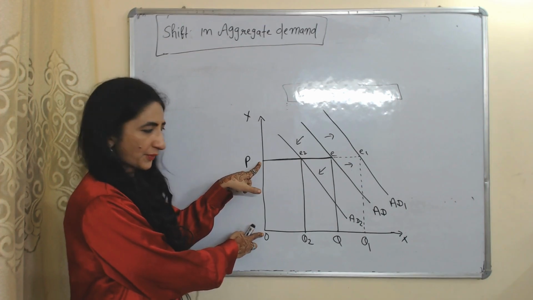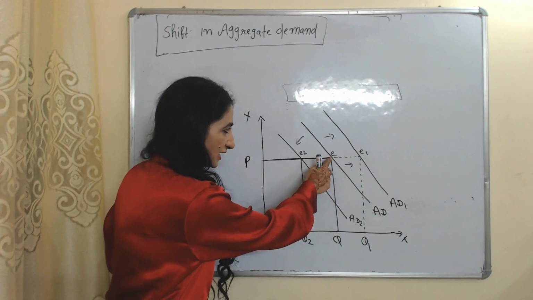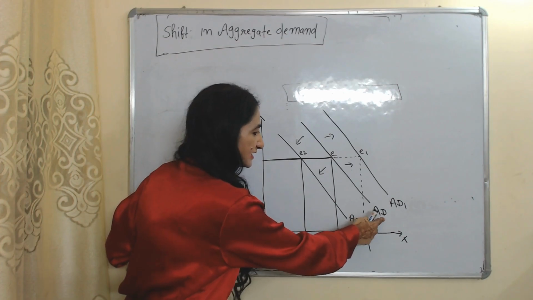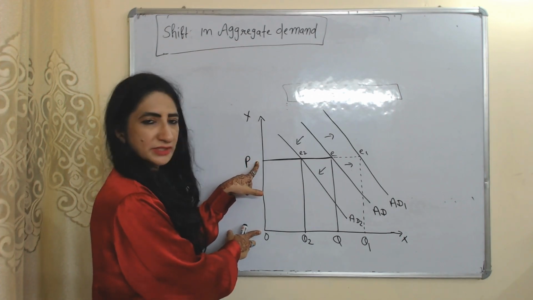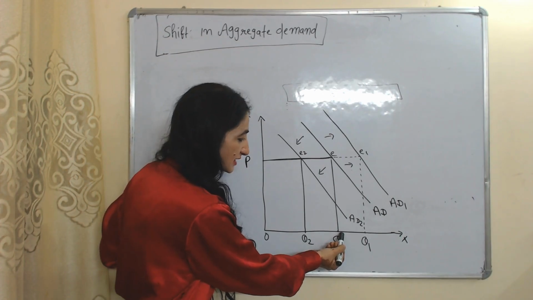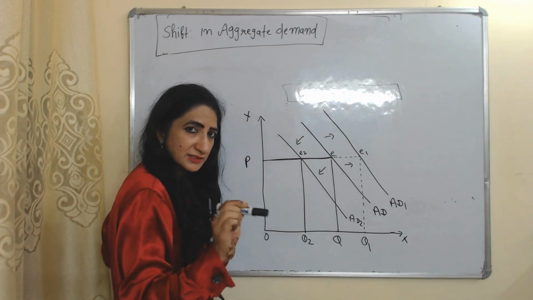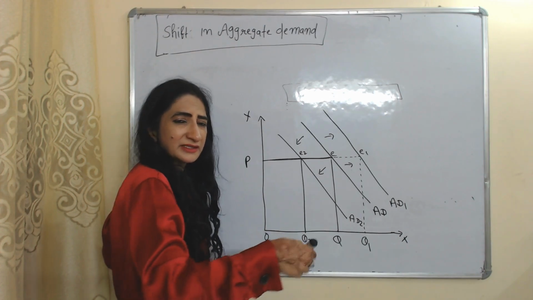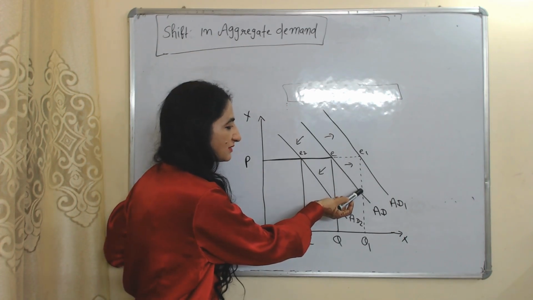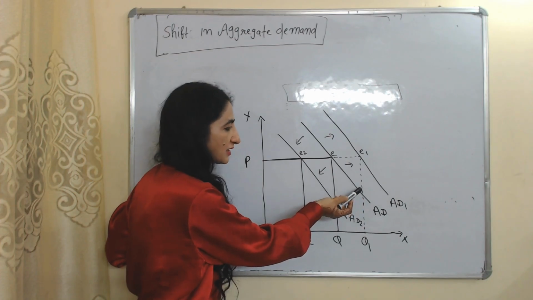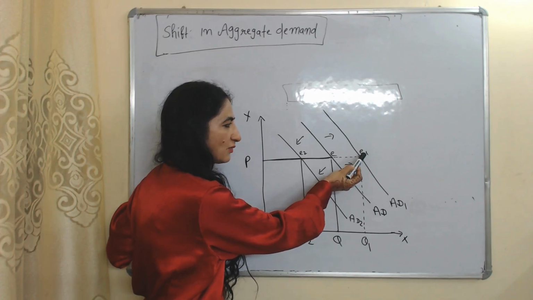OP is our initial price, OQ is initial aggregate demand, E is initial equilibrium point, AD is initial aggregate demand curve. Here you can see our price is constant OP, but our demand is increasing from Q to Q1. That means here price is not reason for change in demand. There are some other factor which change our aggregate demand. That's why our aggregate demand curve shift from AD to AD1. This is our new equilibrium point E1.